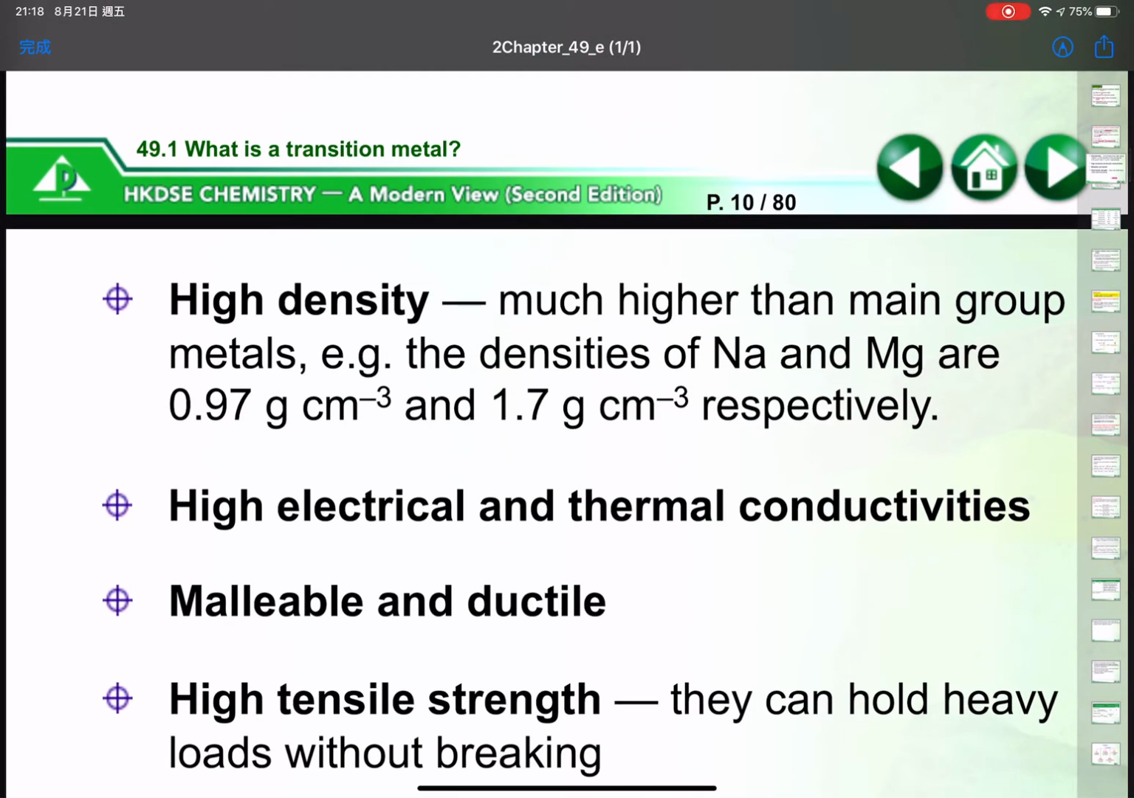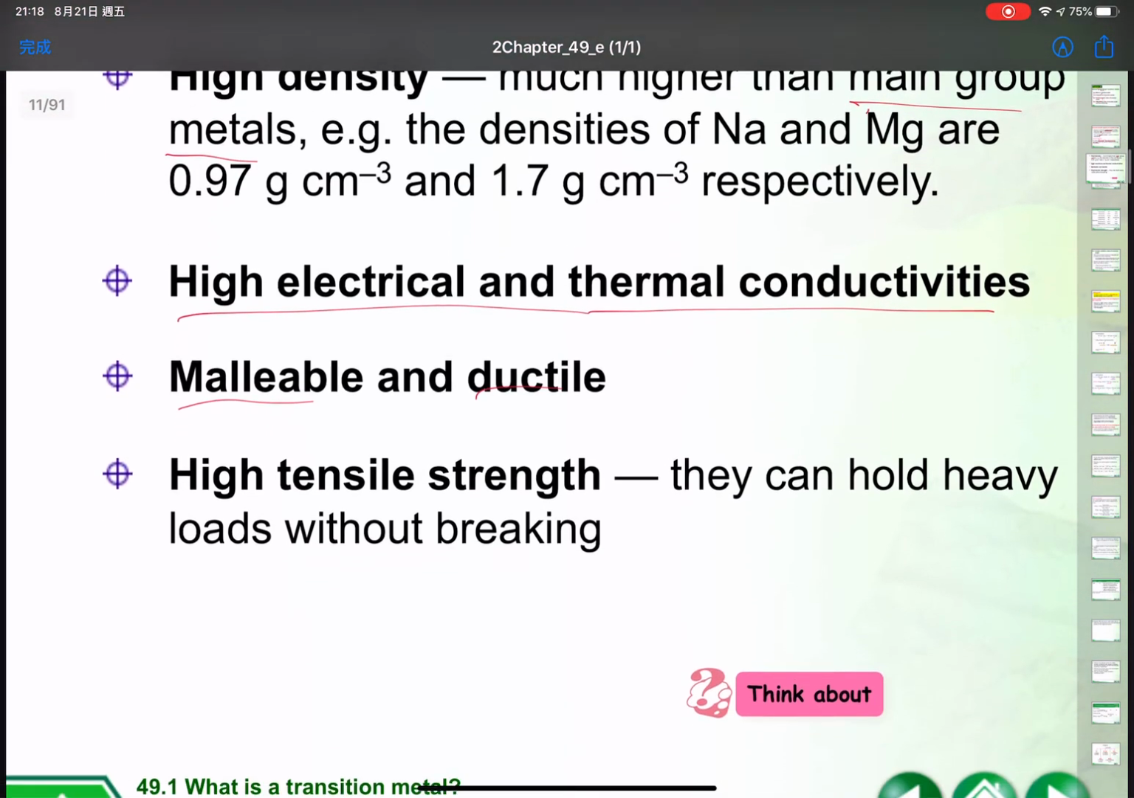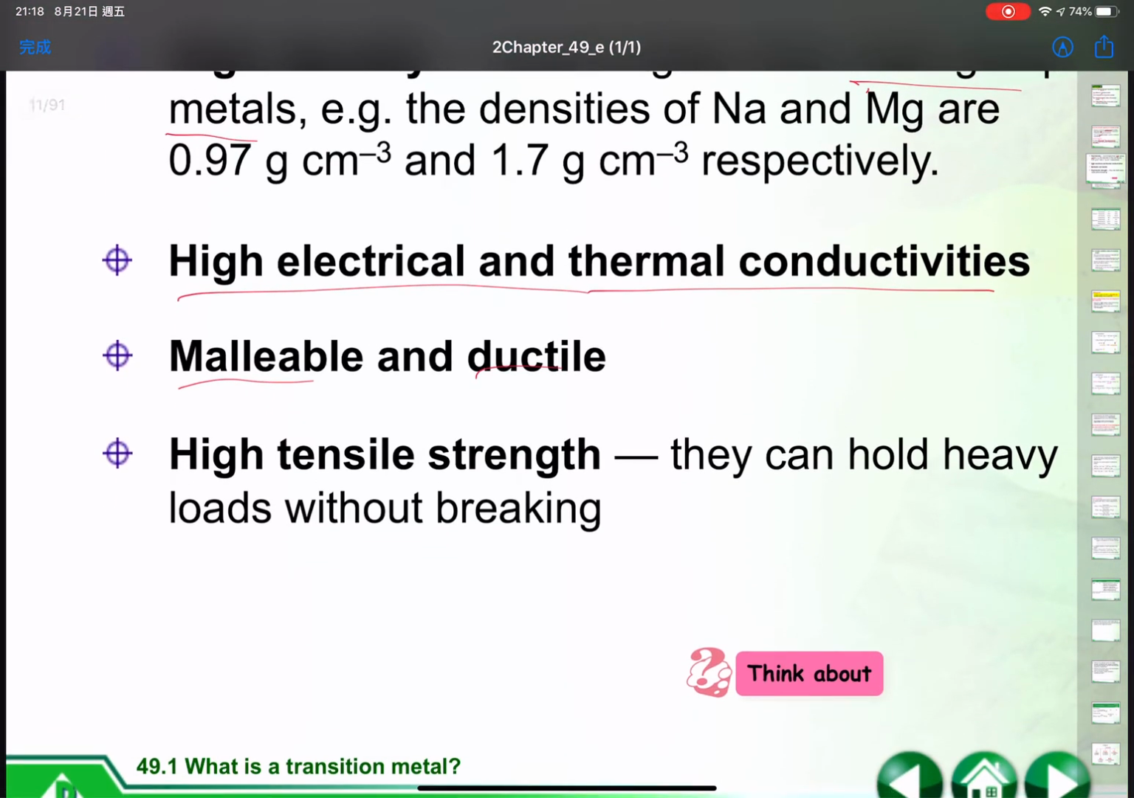Transition metals have higher density than the main group elements, right? And high electrical conductivity and thermal conductivity because they are metals, and high tensile strength, so they can hold a heavy load without breaking. So we mostly use transition metals for quite a lot of daily applications.